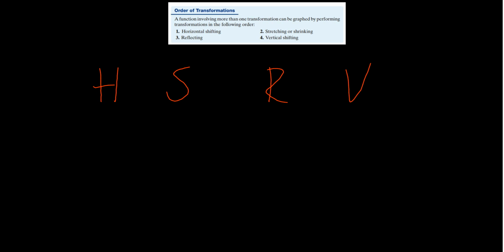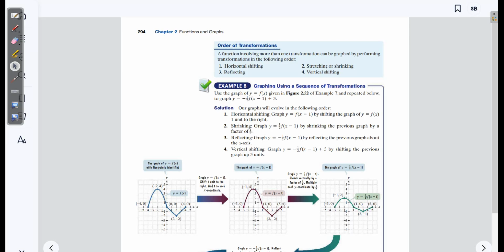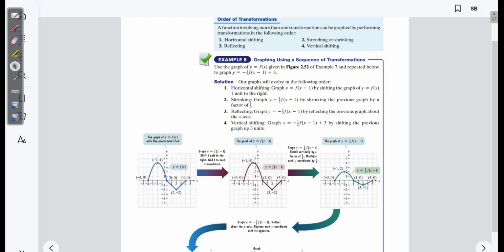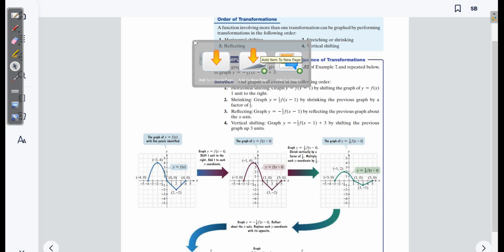It's not that hard. You memorize this. But like I said, I'm pretty sure if you just do horizontal first and vertical last, at least in this class, you'll be a-okay. So let's go ahead and erase this and put up the example that probably does all of these. Yes, example 8. Okay, so for this, let's just do this.